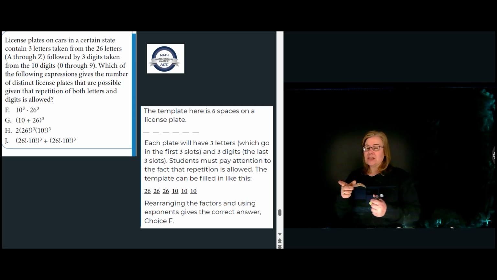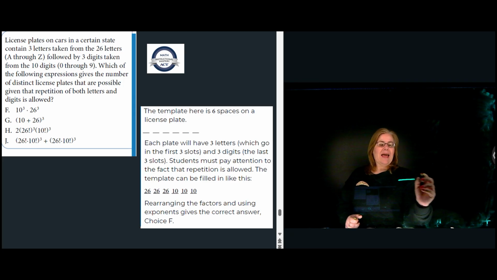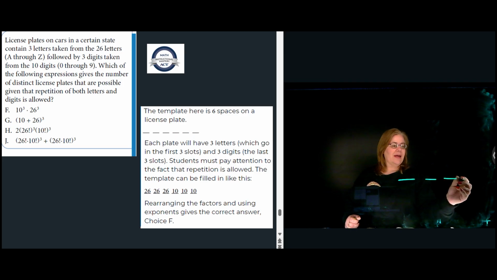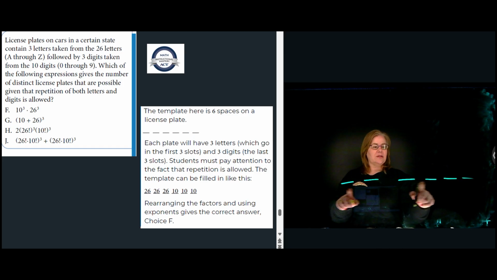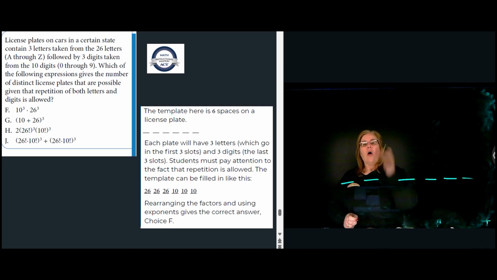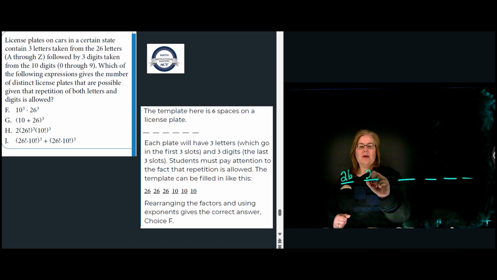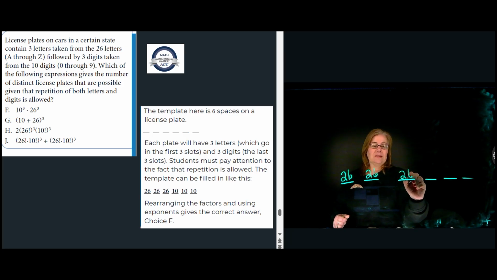So we've got to think about repetition. I'm going to go ahead and draw this template. I have possibly 3 letters and 3 numbers. Now, what are all my possibles of my letters? There's possible 26 here, 26 here, 26 here.